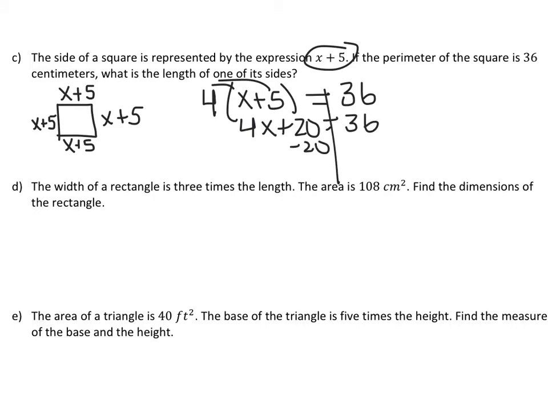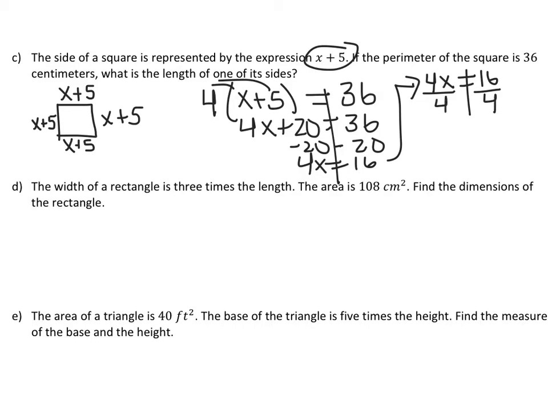Subtract 20 from both sides, and we get 4x equals 16. Let's bring this over here for more room. So 4x equals 16. We're going to divide both sides by 4, and we get x equals 4.